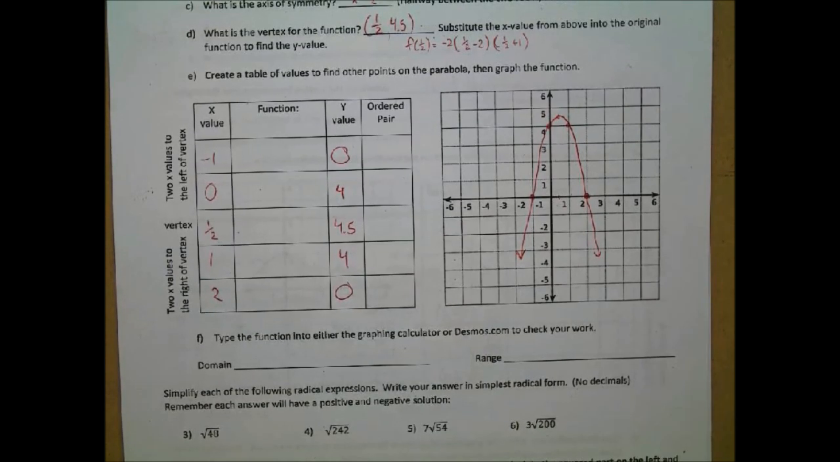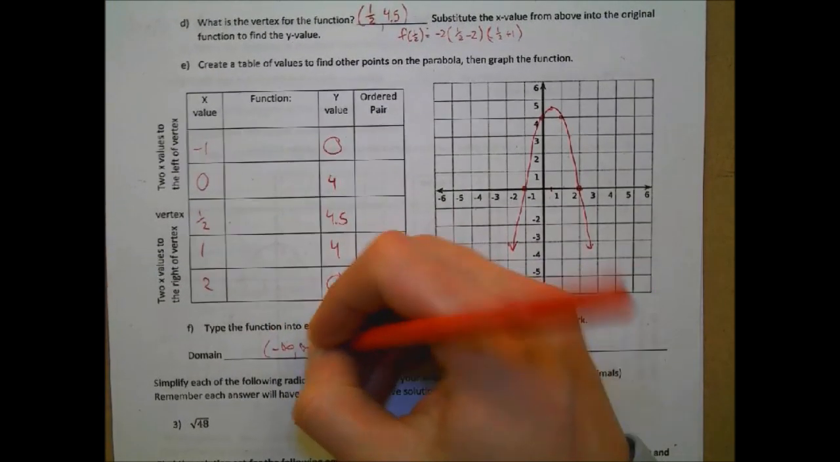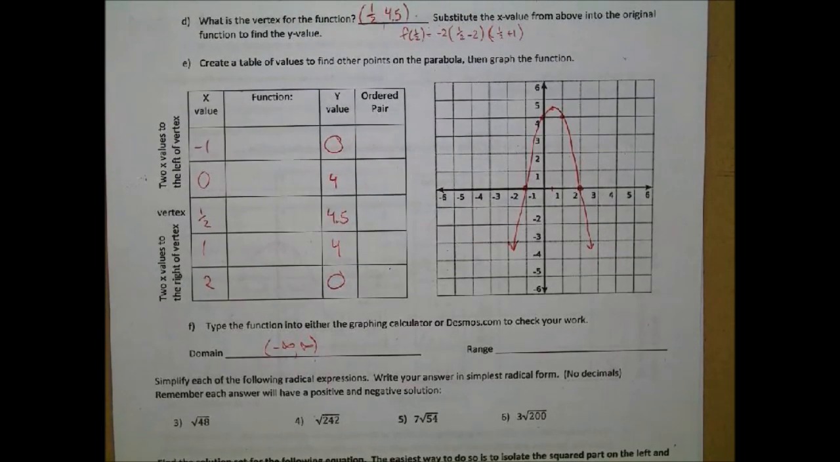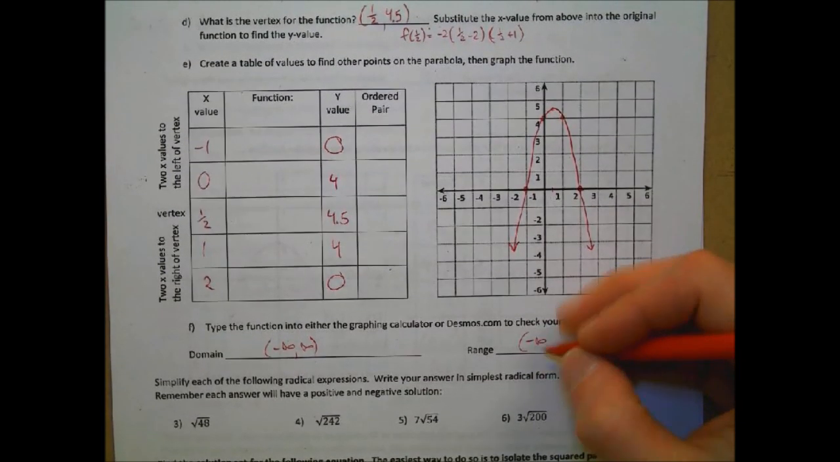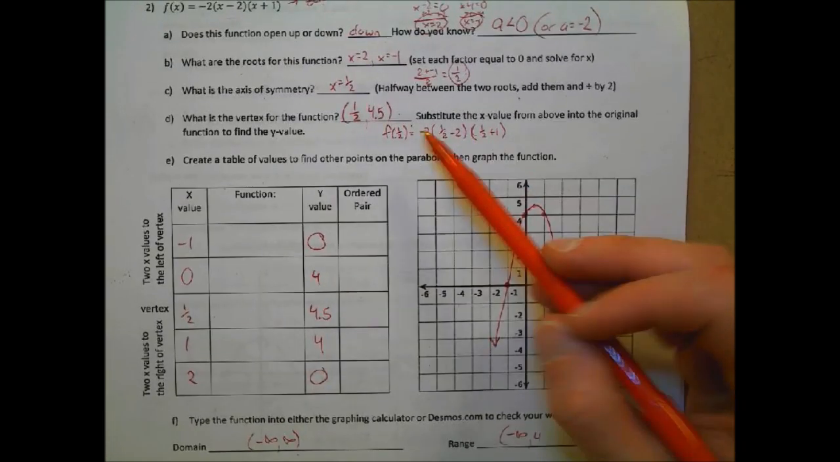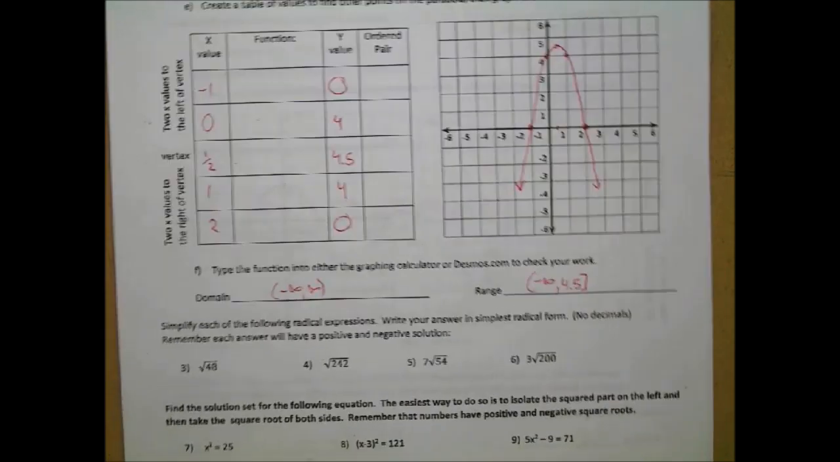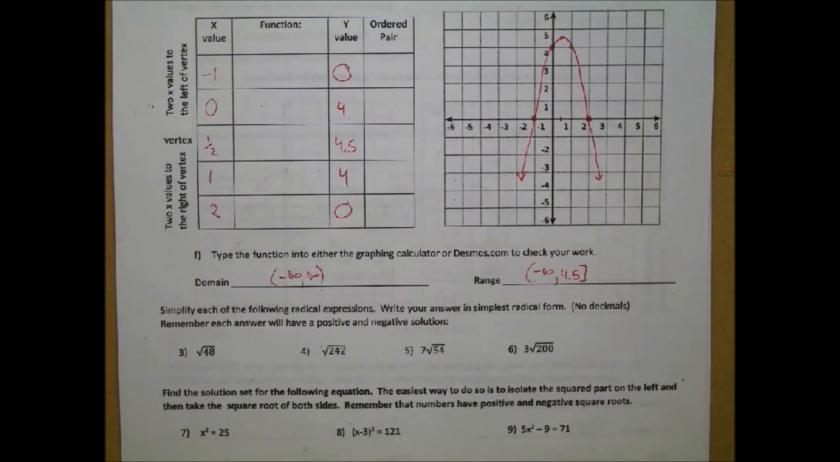All right. What is the domain? -infinity to infinity. And the range? -infinity to not just 4, what was the highest y value? 4.5 is the y value there. Okay, so there's our domain and range. Questions on any of those? All right, let's keep it moving here then.